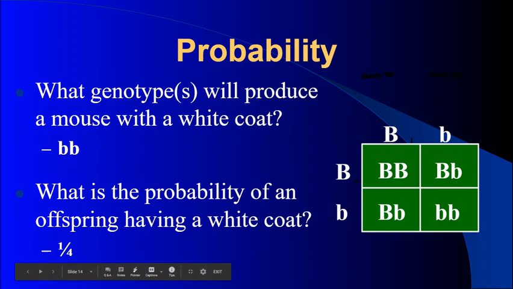The genotype that would produce a mouse with a white coat is little b, because white is recessive. So the only way we're going to see a recessive phenotype is if we have two little letters. And the probability of an offspring having a white coat: only one of our four boxes shows that recessive, and so the probability would be 1/4.